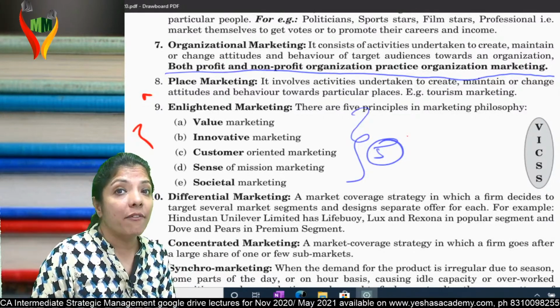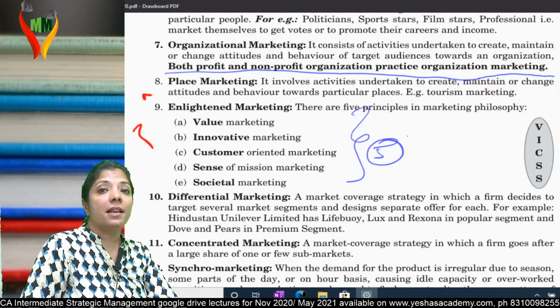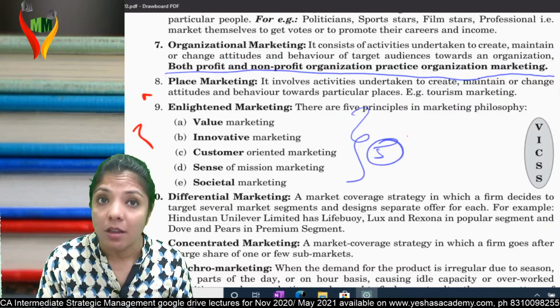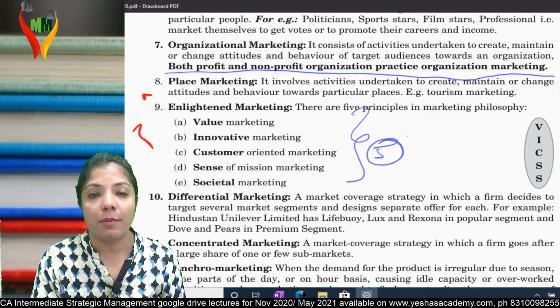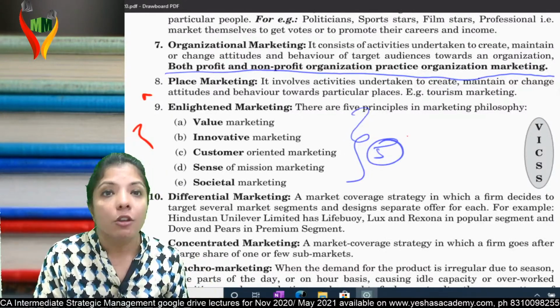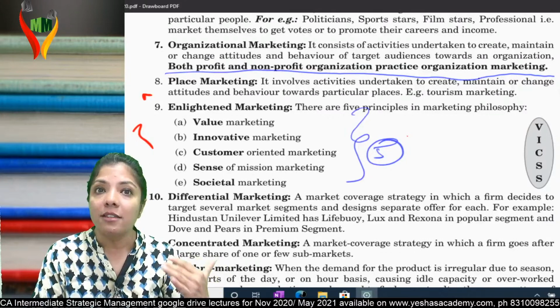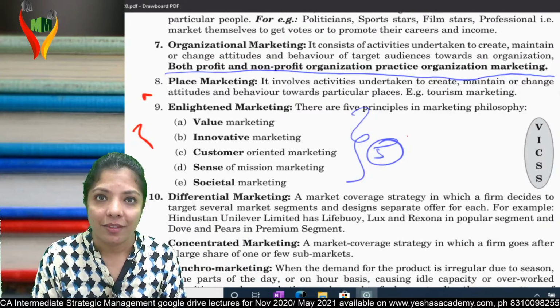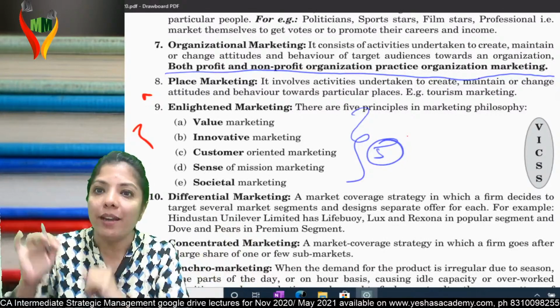So they are giving us 5 principles. Let's come to the first principle, value marketing. Understand moral values. No doubt you market your product, but if while marketing your product, you market moral values, it takes your marketing to another level. For example, Tata Tea. The tagline is Jago Re Jago India.